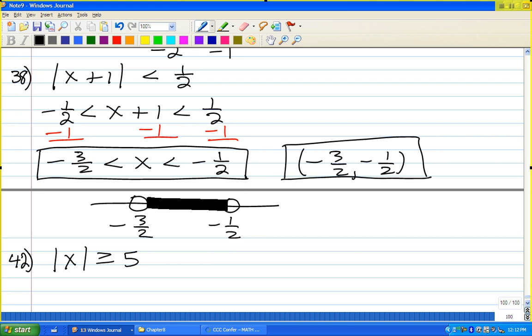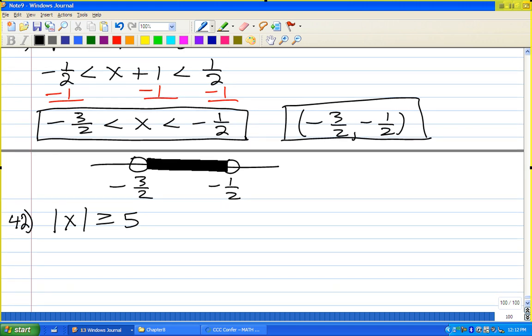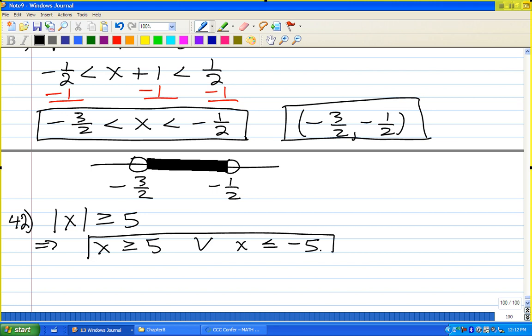And so I have here that x is greater than or equal to 5, or x is less than or equal to -5. And that's my solution. Just remembering that greater thans is an "or", gives me my solution.